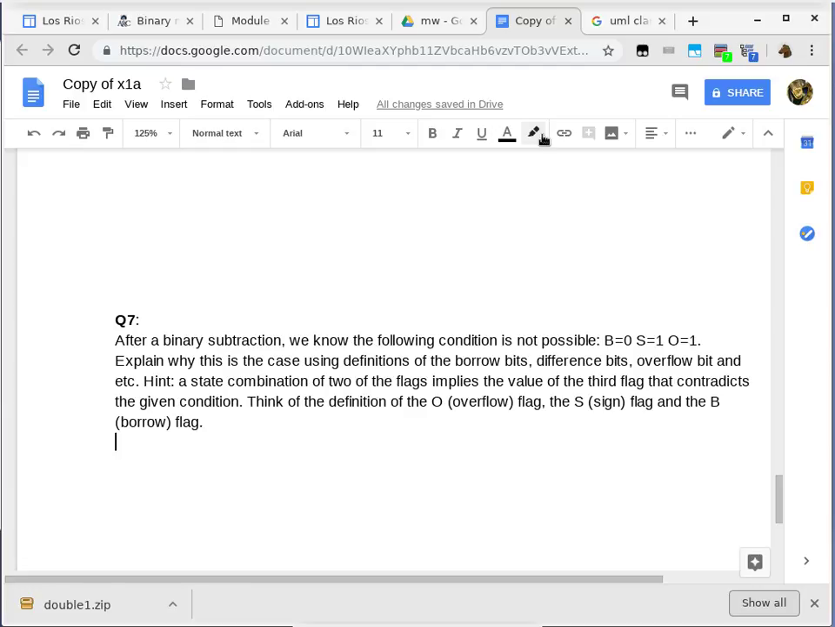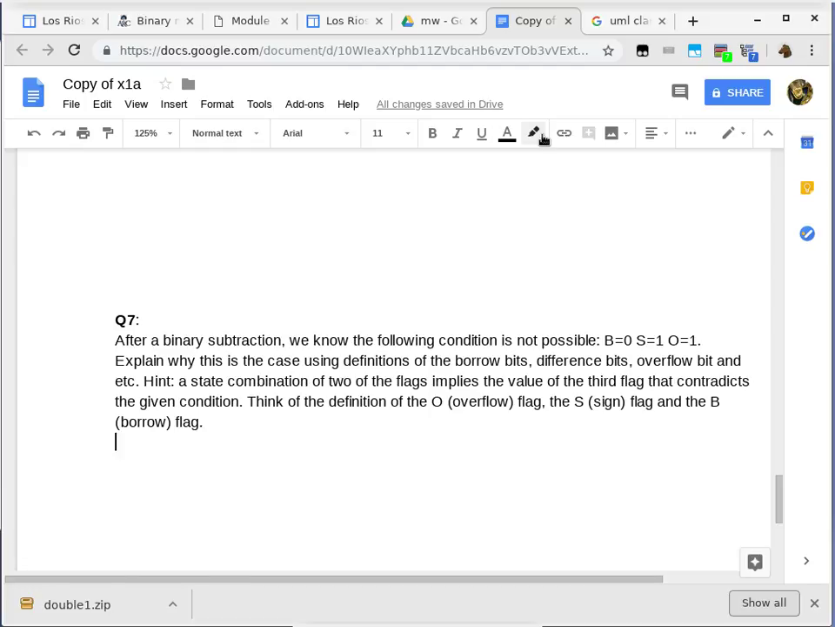But it's also asking you to explain why this is the case, and it's giving you a clue of where to start. Use the definitions of the borrow, difference, and overflow flags. Okay, so start with that. Hint: when I use the word hint, I would pay attention to it, but it is your choice whether to pay attention or not. Hint: a state combination of 2 of the flags implies the value of the third flag that contradicts the given condition. So it's a little bit vague, right?